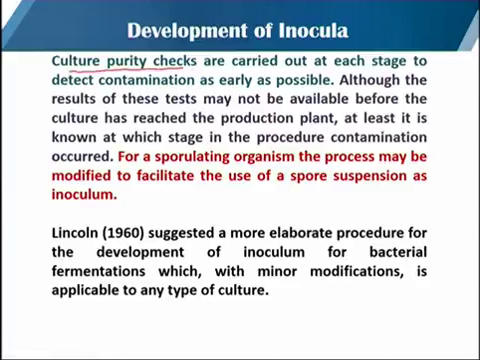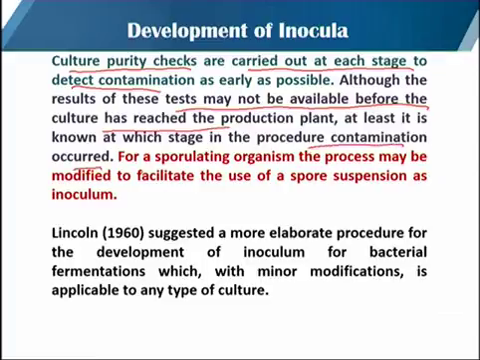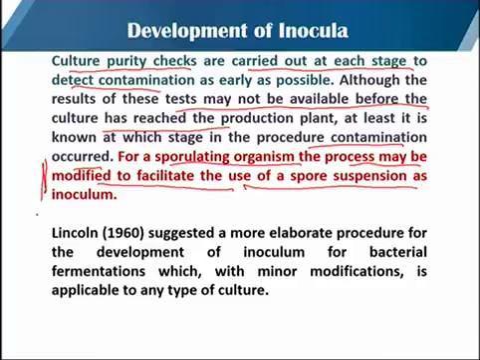So culture purity checks are carried out at each stage to detect contamination as early as possible. Although the results of these tests may not be available before the culture has reached the production plant, at least it is known at which stage in the procedure the contamination occurred. For a sporulating agent, the process may be modified to facilitate the use of a spore suspension as an inoculum. As I have noted, there are two types of inoculum, spore inoculum and vegetative inoculum.